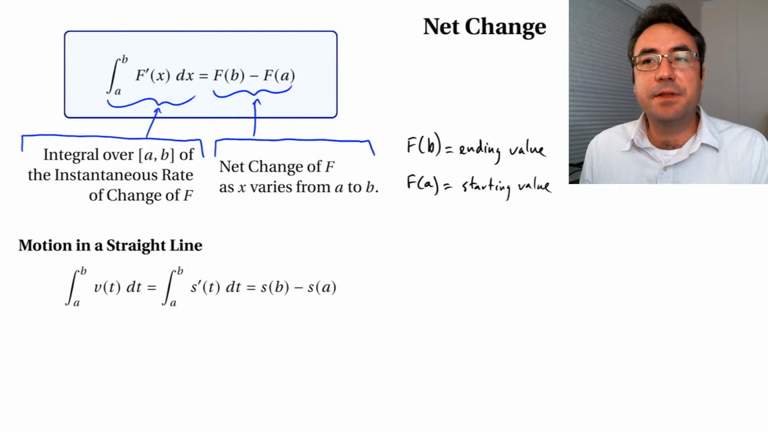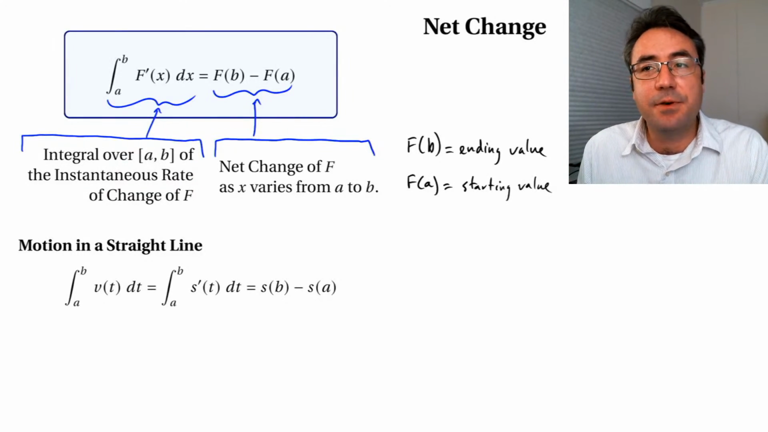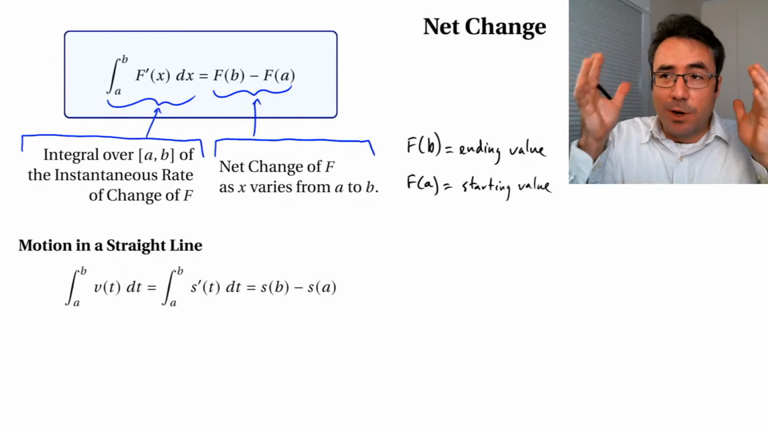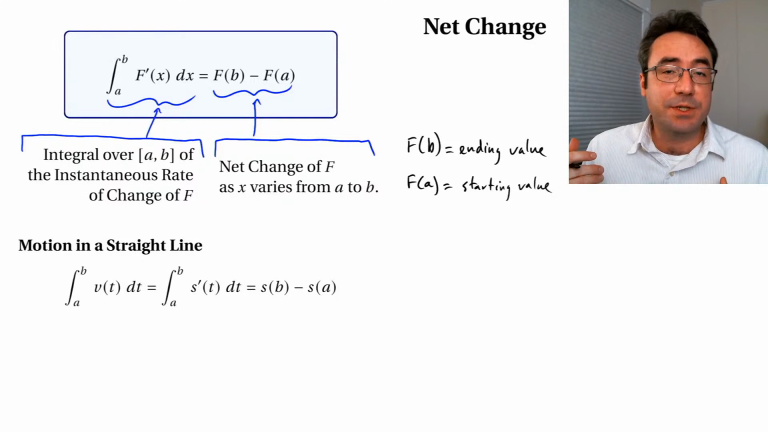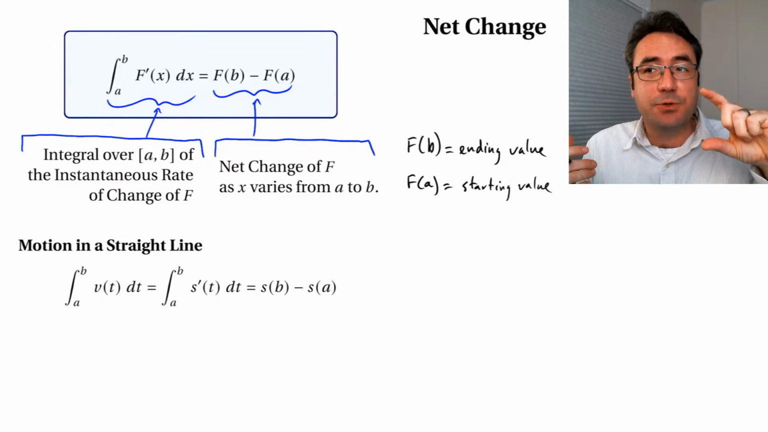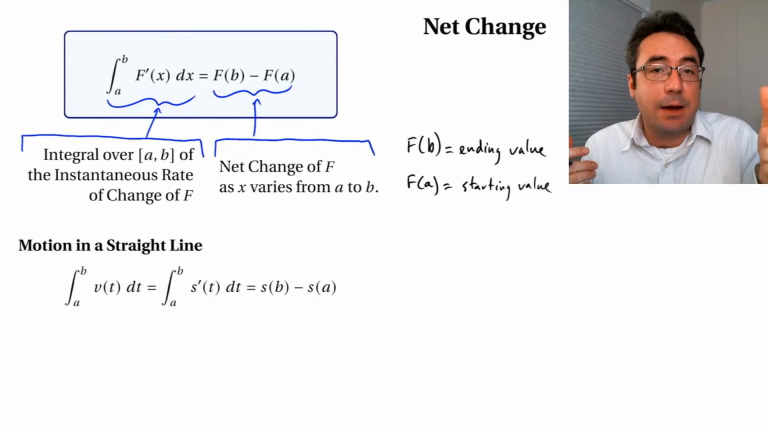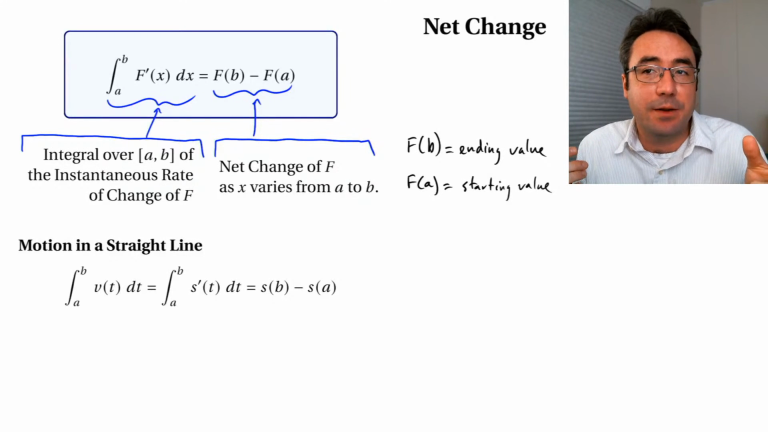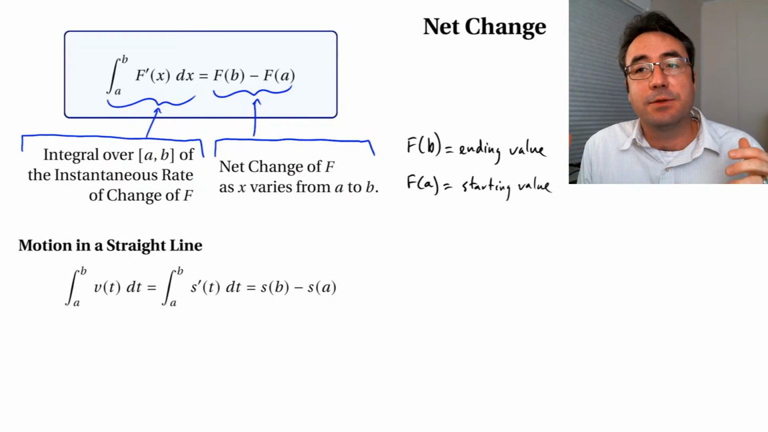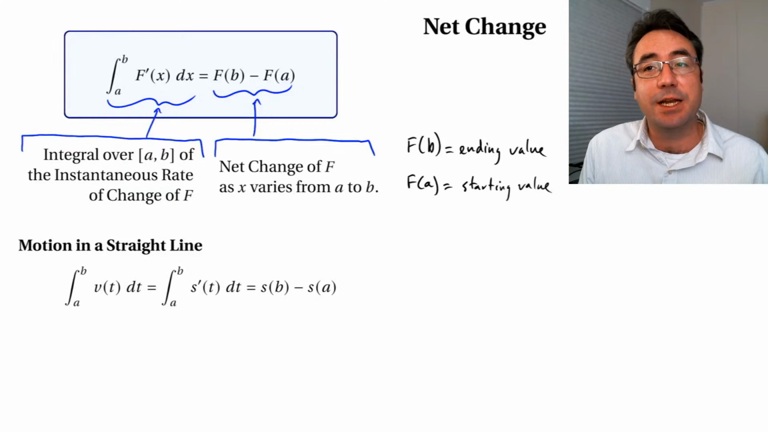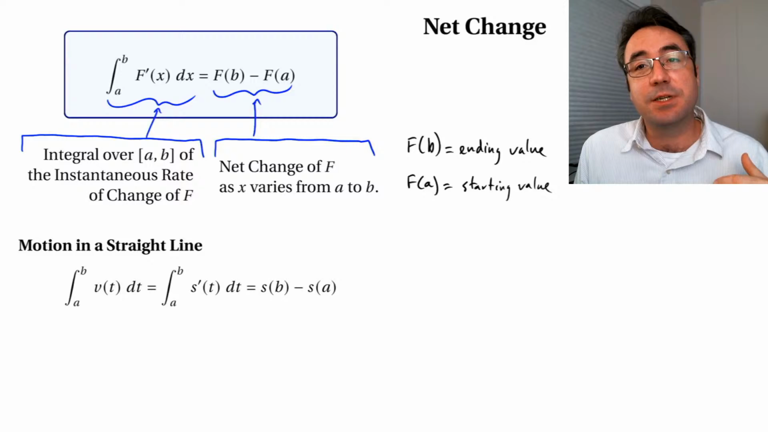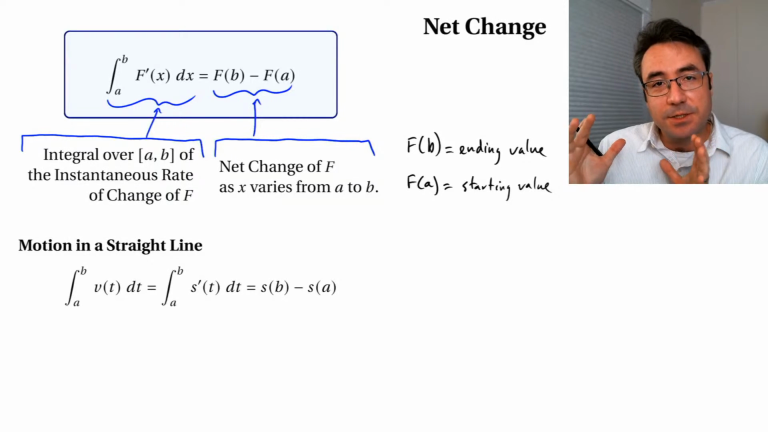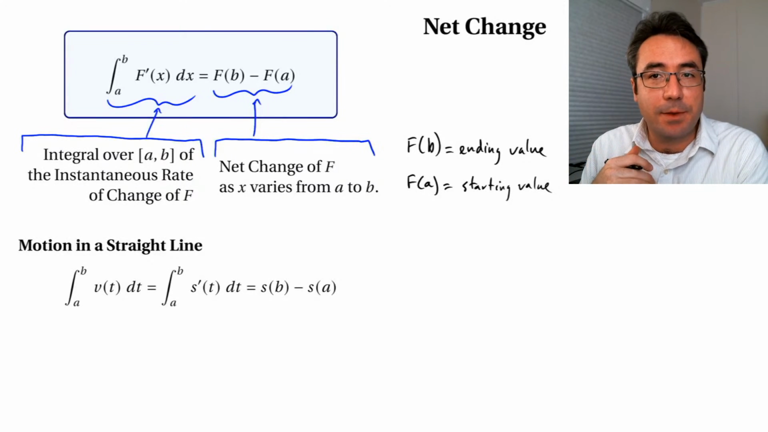And so when we calculate the net change of our function f, we're just looking at, okay, what do we end up with? And let's subtract what we started with and see how much we changed over that interval from a to b. Did we go up? Did we go down? So we're just kind of looking at the net change. How much we ended with minus how much we started with. So that's the right side of this net change formula.